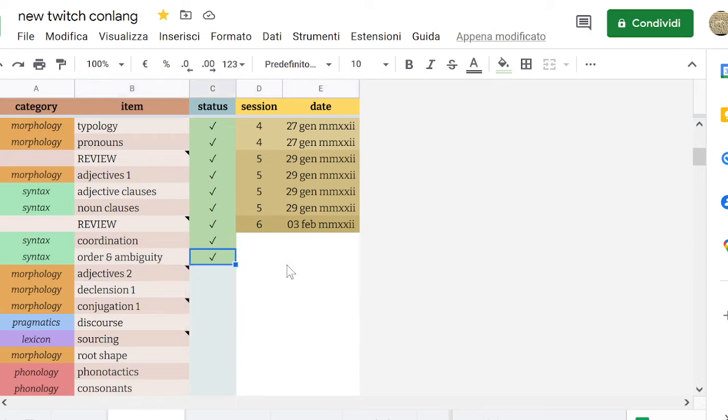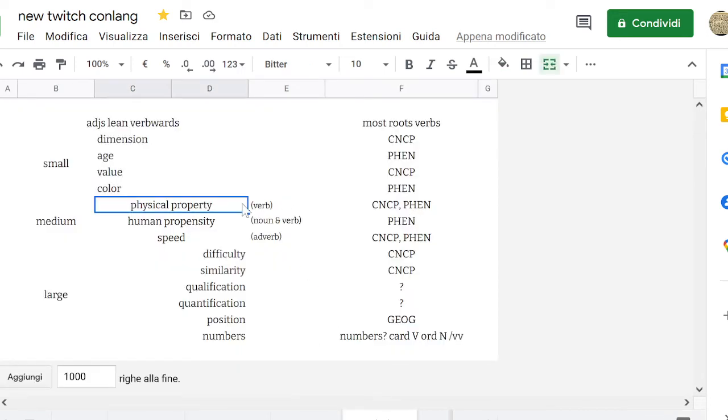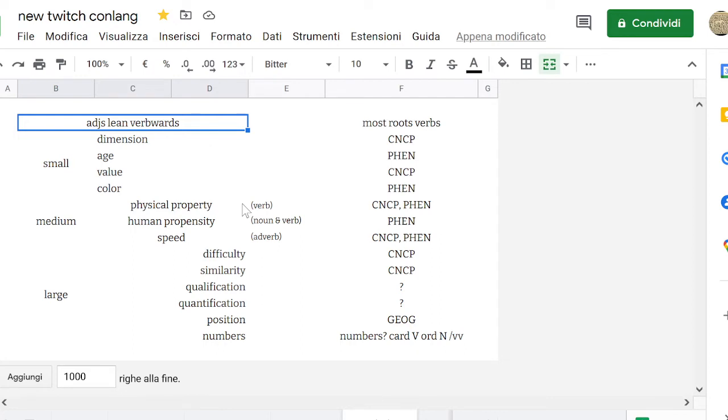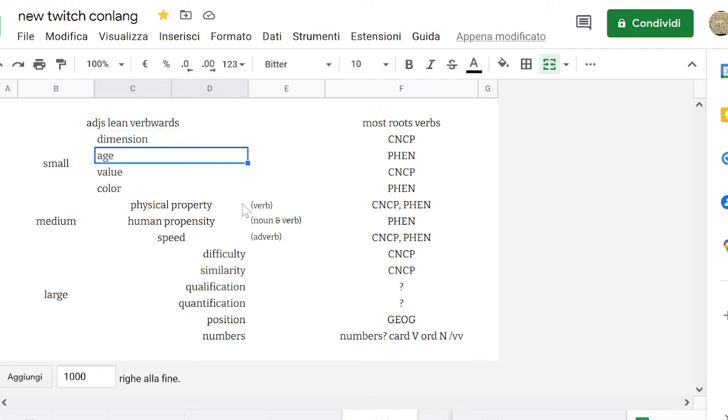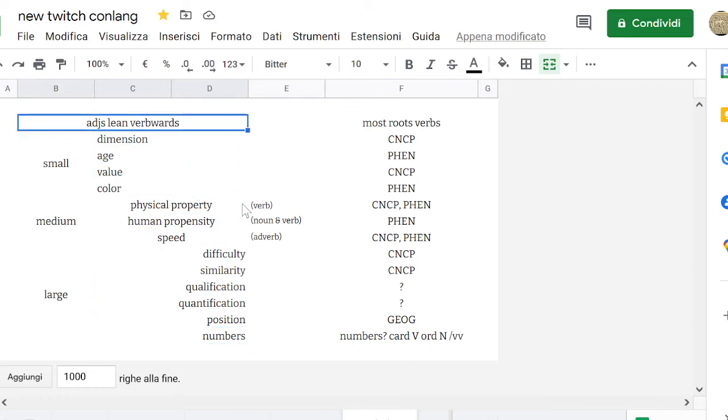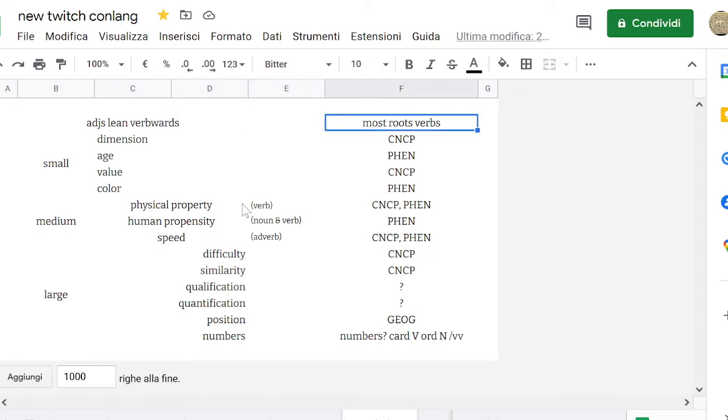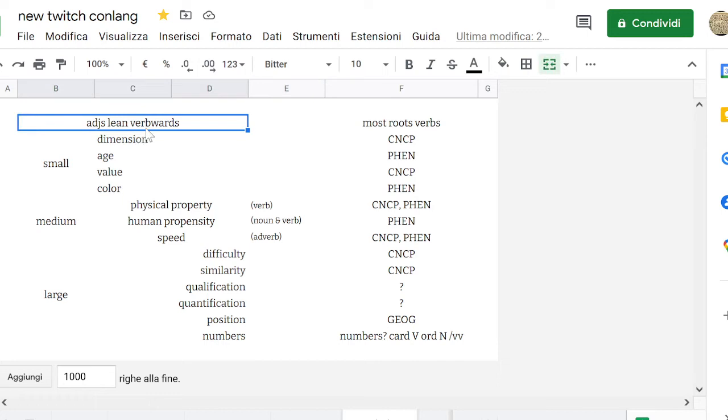So most adjectives are going to be, well, we had those different types of adjectives that we had listed, right? Based on that article from Dixon. We talked about Dixon and Swadesh last time, the adjective discourse. So the different kinds of adjectives we had: dimension, age, value, color, physical property, human propensity, etc. All adjectives are going to be verbs, is what ultimately became the obvious thing to do based on the way we're having adjective clauses work. So we're just going to have them be verbs, definitively. They're not going to lean verb words. They're going to be verbs. Basically, adjectives are verbs.